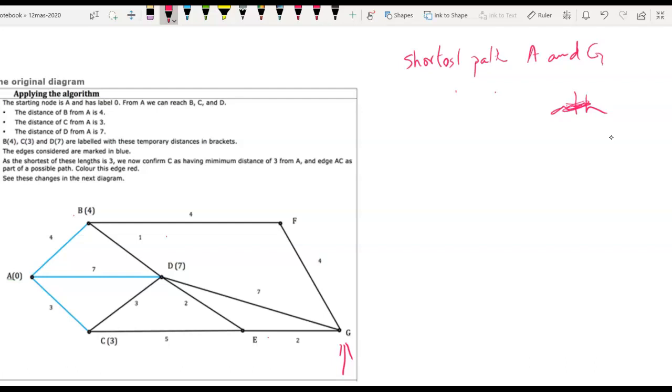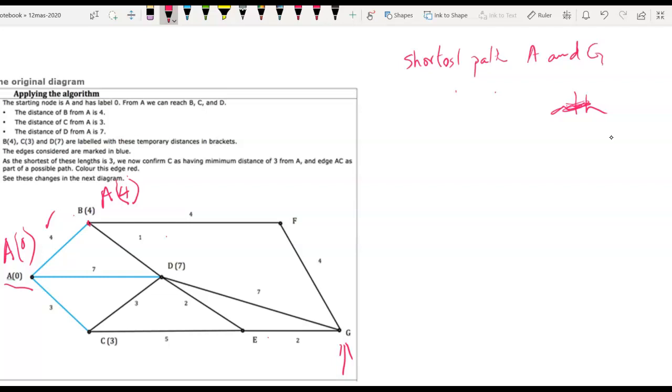From A to A, it's pretty obvious. It's 0. This is how we write it. Now, if we are considering B, that's the node, we can come from A, and that's the only way to do it. And how do we write it? We write it as A4. Where did the 4 come from? From there. So that's what it means: if we come from A to B, the distance is 4.